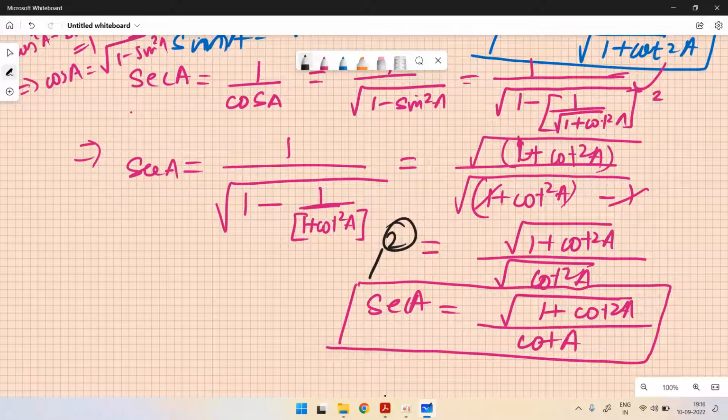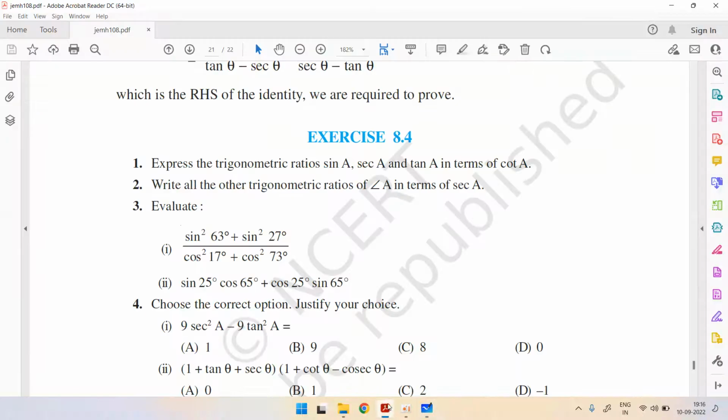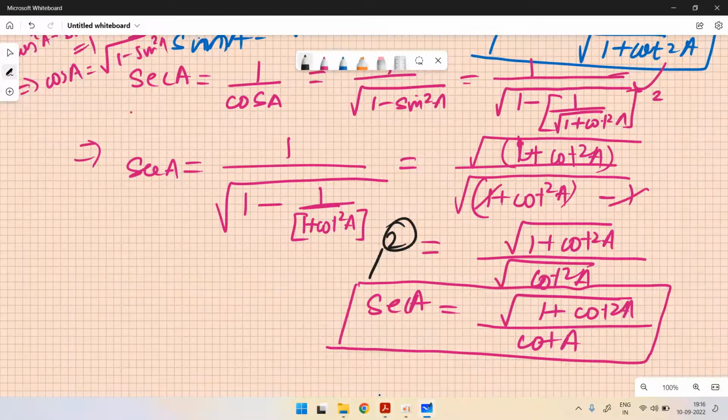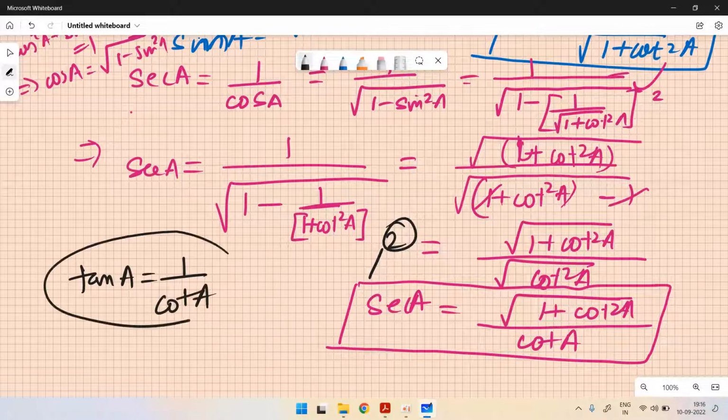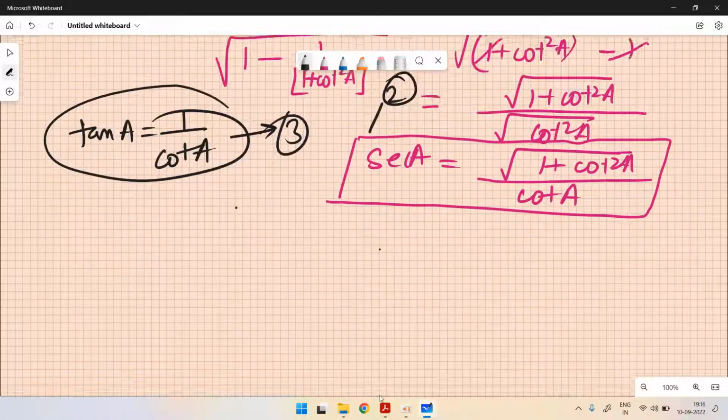Now third, you need to express tan in terms of cot. You know that tan A is nothing but 1 by cot A, directly expressed.